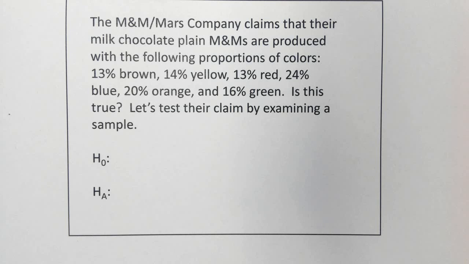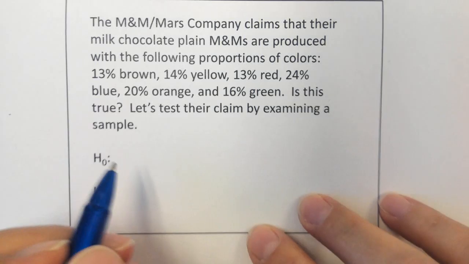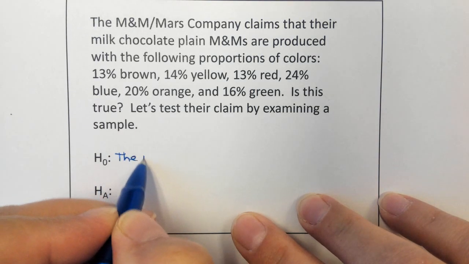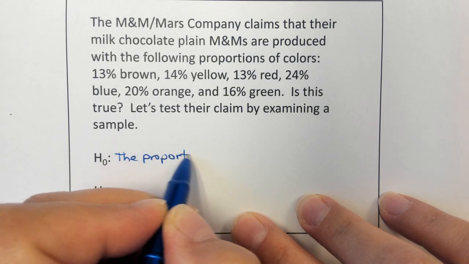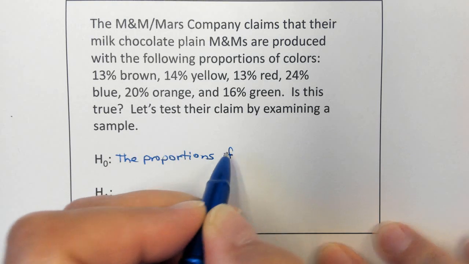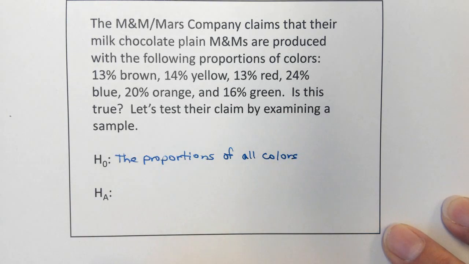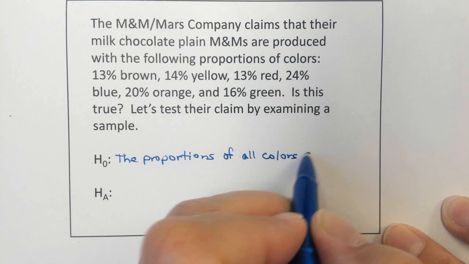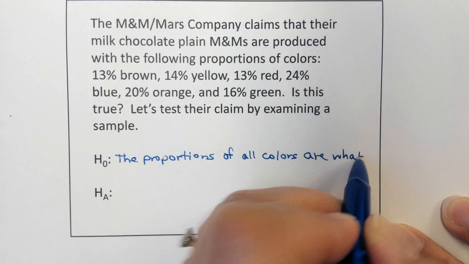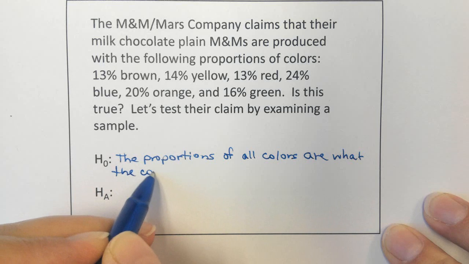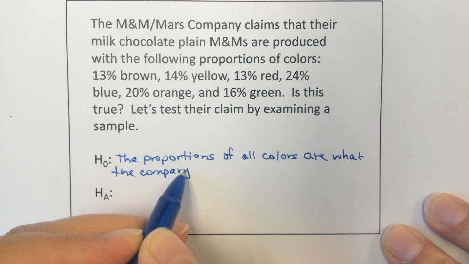So the null hypothesis always says there's nothing interesting going on. Okay, so for us that would mean that the proportions of colors are what the company claims they are, that the company is not lying, but we need to do that in context. So we'll say that the proportions of all colors, I like to squeeze that word "all" in there, it's the whole population, are what the company claims.